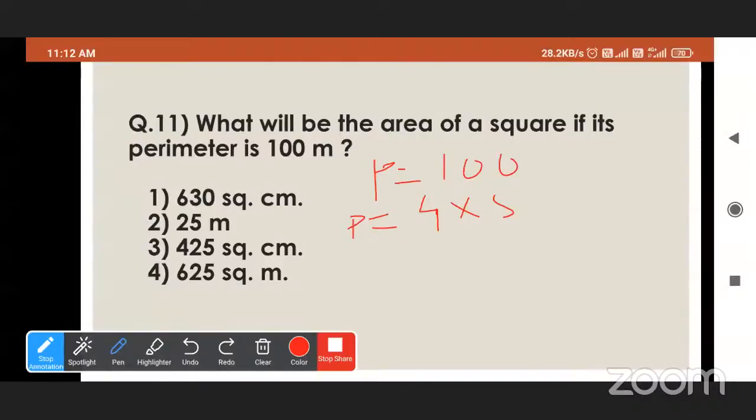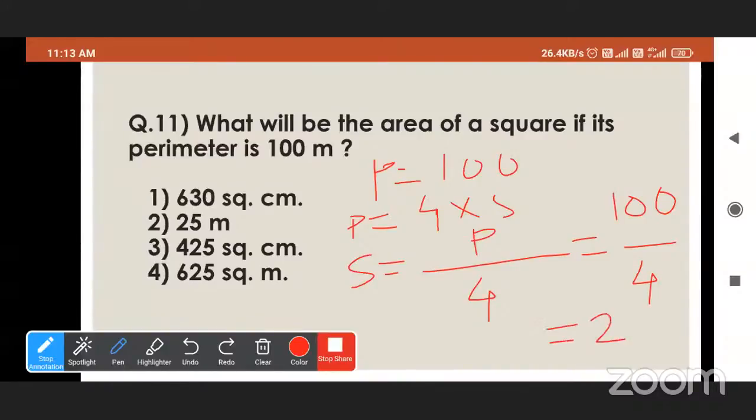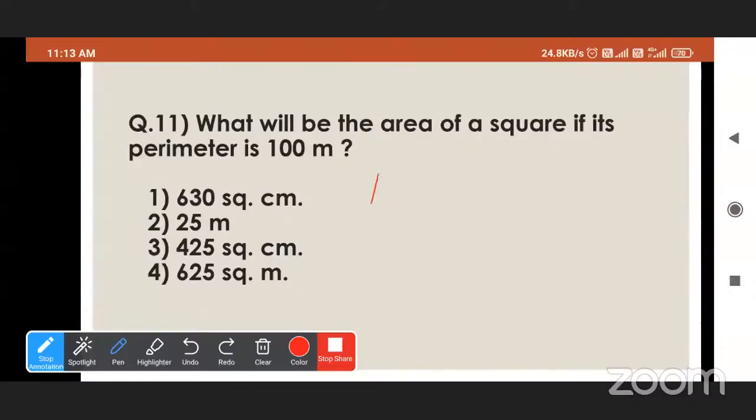So here the perimeter is given. So side is equal to perimeter by 4. That is 100 divided by 4. So if we divide 100 by 4, then we will get side equal to 25 meters. So the side of a square is 25 meters. So area is equal to what? Area is equal to S into S, and S here is 25. So 25 multiplied by 25.